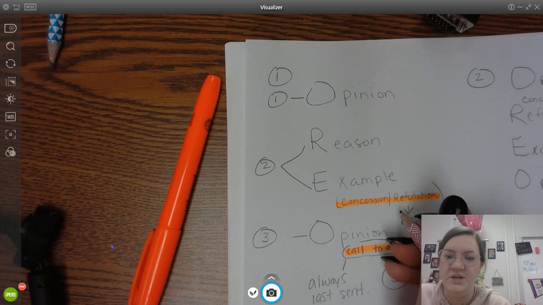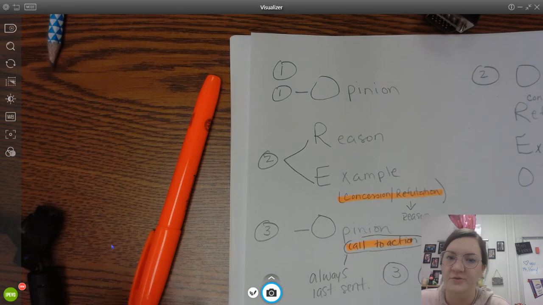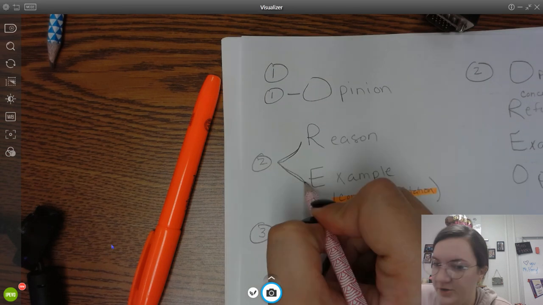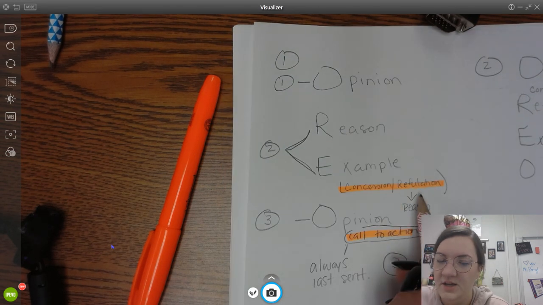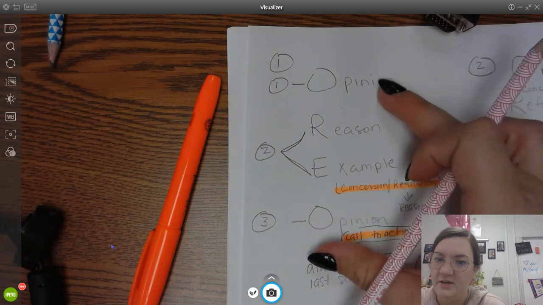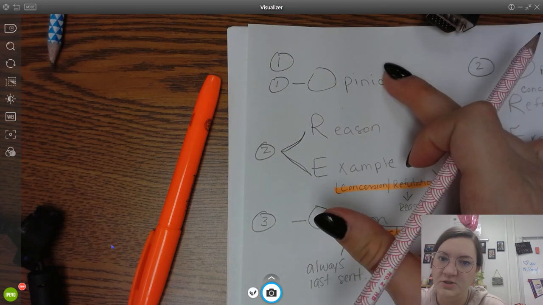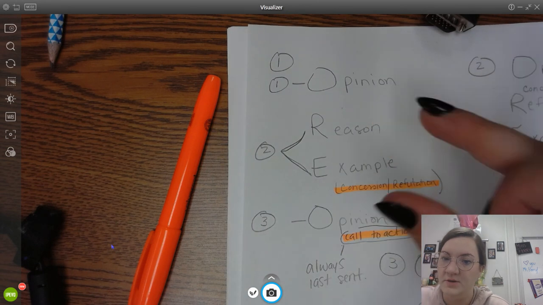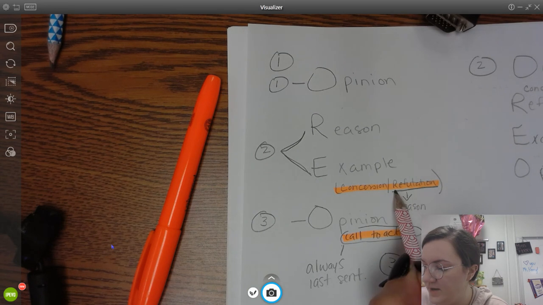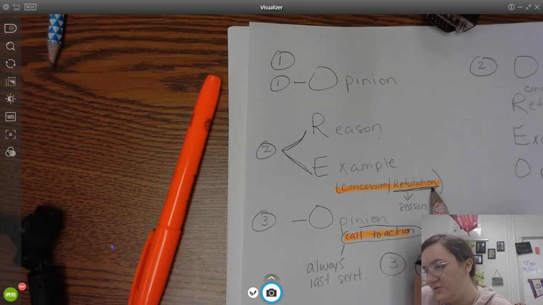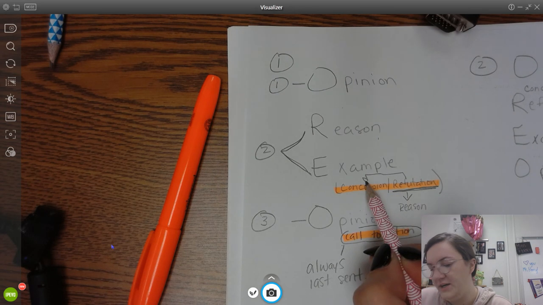But your concession and refutation can really move around, but I want to show you where it can go, right? So it can go in the last two sentences of your body paragraph. Right, so you'd have reason, example, concession, refutation. So it's sort of like how your paragraph here starts and ends with your opinion. Your body paragraph here starts and ends with your reason, but your reason is just your refutation, right? You're just restating your reason, and you're using it to prove the opposite side of your argument wrong.